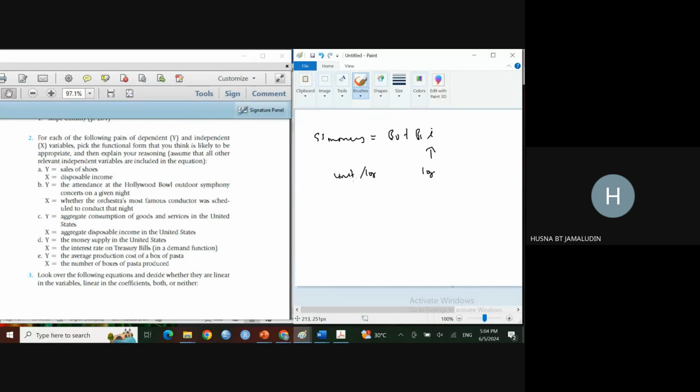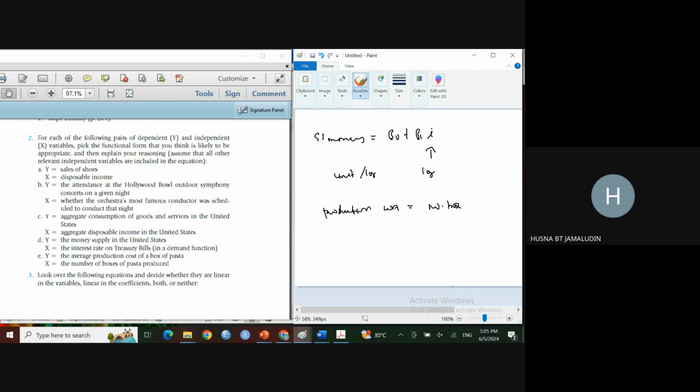Okay. So the last one, average production cost. This is the cost and the number of boxes produced. I think we just learned about production cost, right? Let me write it here. This is the production cost, and then it's a function of number of boxes or number of output. So it's polynomial, is it, madam? Production and the number of boxes, yeah, you can have quadratic here.